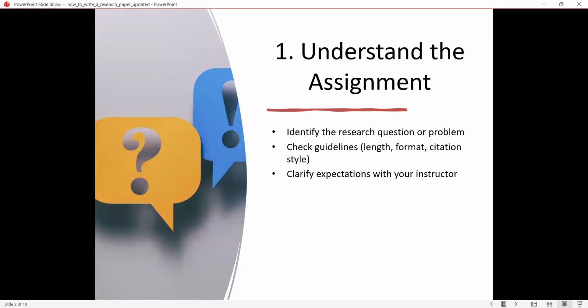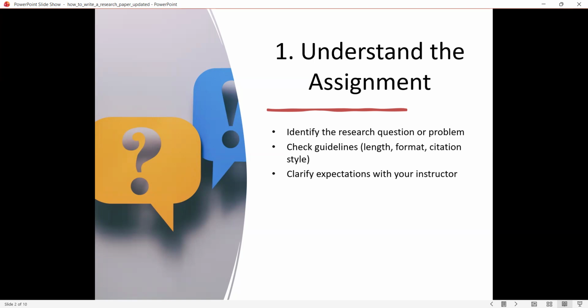Understand the assignment. What does it mean? It means that identifying the research question and research problem is important. For identifying the research problem, we must read some papers and we need to know up-to-date knowledge about our research area. We need to find the research gap and fill this research gap, right?